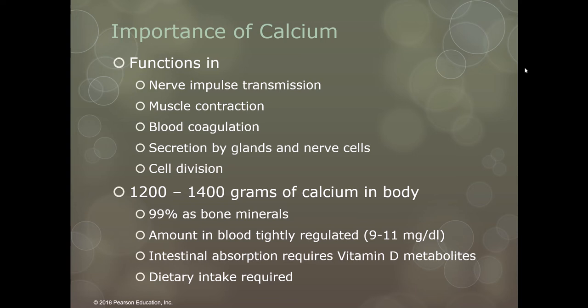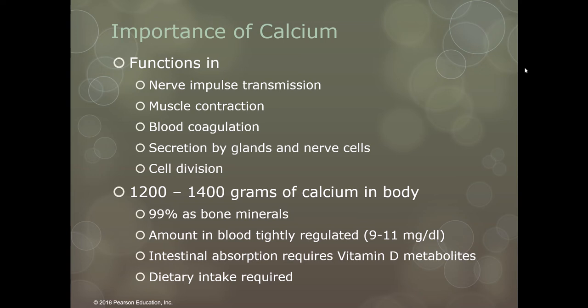So we typically have about 1,300 grams of calcium in our body. Almost all of that is stored in our bones. But the amount in our blood is very, very tightly regulated by this little negative feedback mechanism. Typically about 10 milligrams per deciliter of blood. And our bodies don't make calcium. We have to get it in our diet, so your mom is always telling you to drink lots of milk.